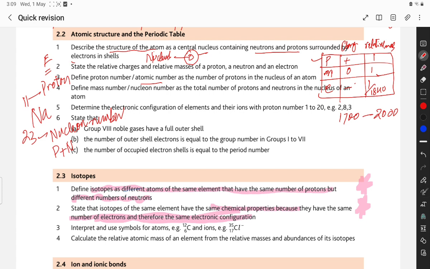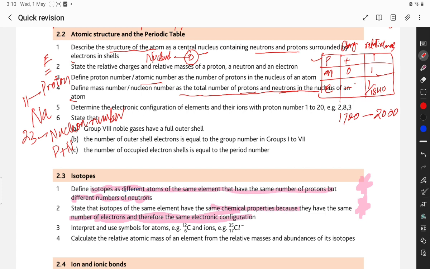Define mass number. It is also known as nucleon number. Proton plus neutron present in the nucleus is known as mass number. The examiner expects this definition from you: if asked to define the nucleon number or mass number, it is the total number of protons and neutrons in the nucleus of an atom.